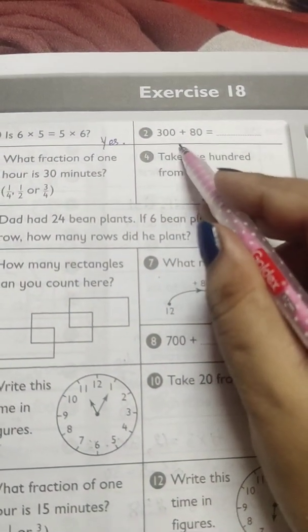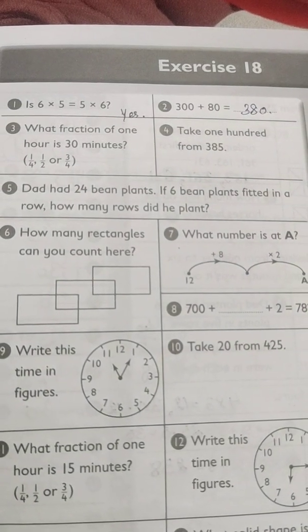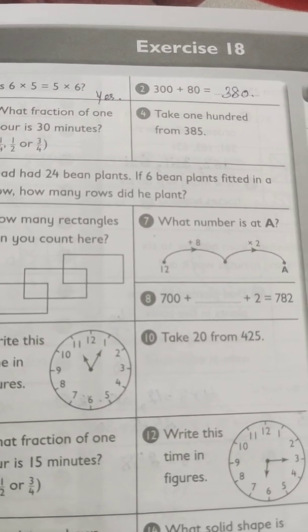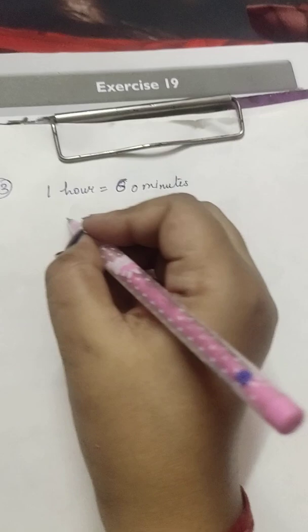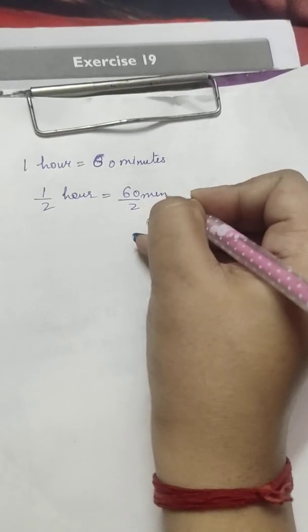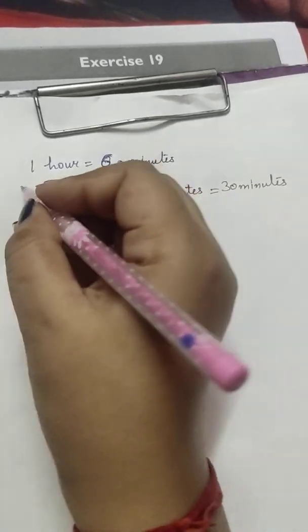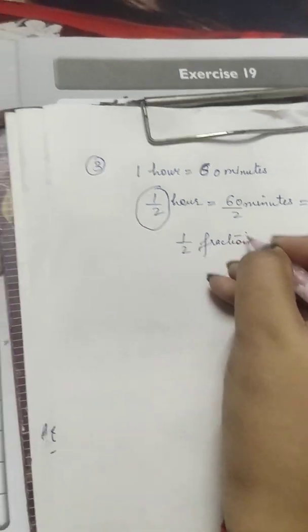Next is your 300 plus 80, that is 380. What fraction of 1 hour is 30 minutes? So 1 hour equals 60 minutes. So half of the hour equals 60 divided by 2, that is 30 minutes. So what fraction of an hour is 30 minutes? That is half. Is it clear?